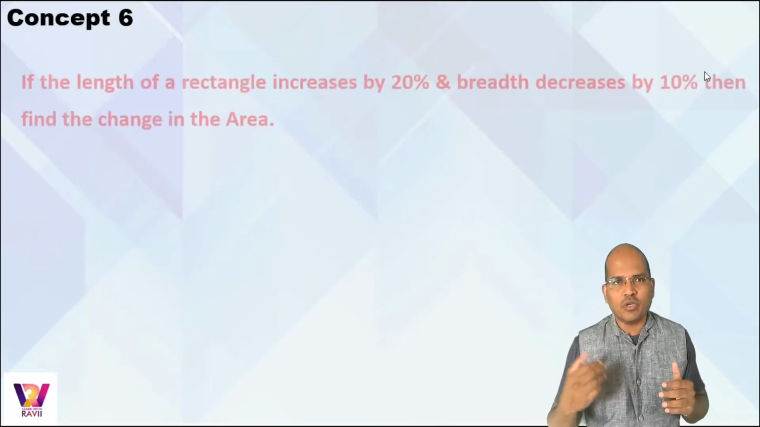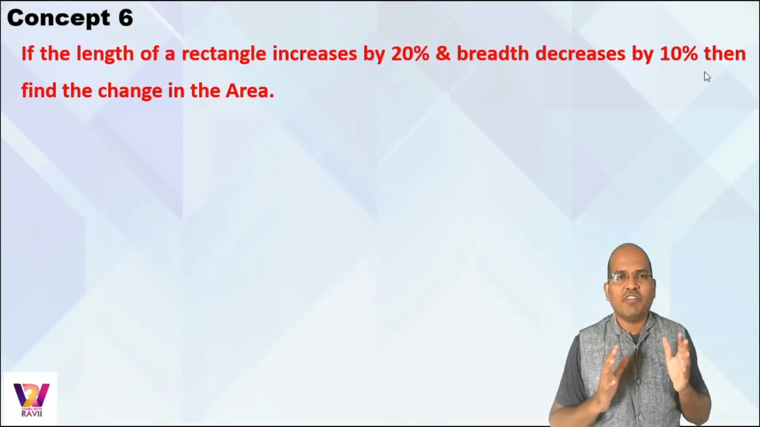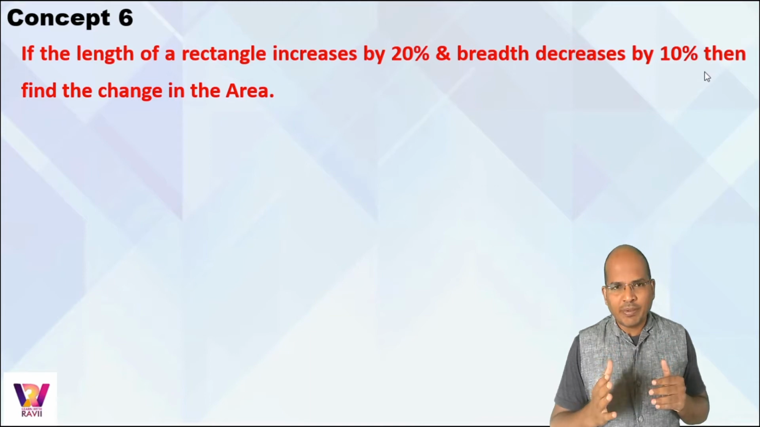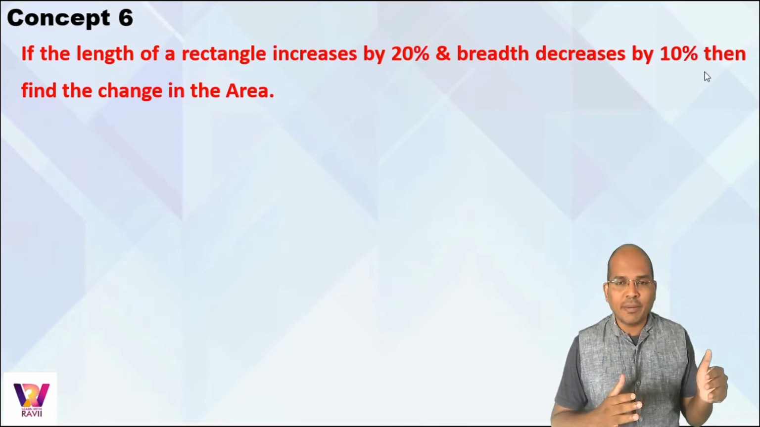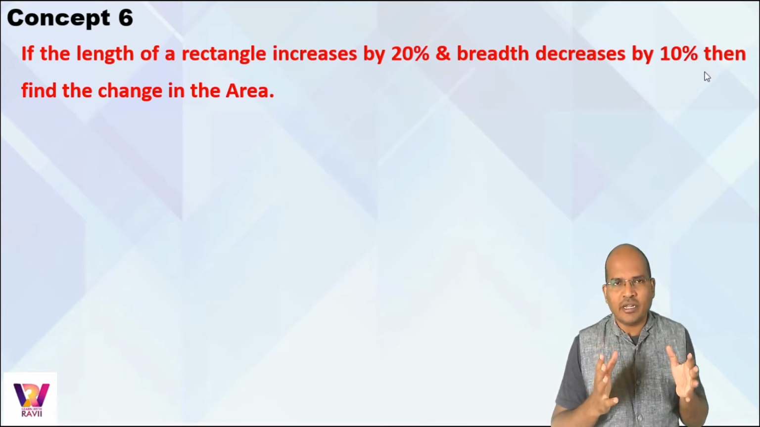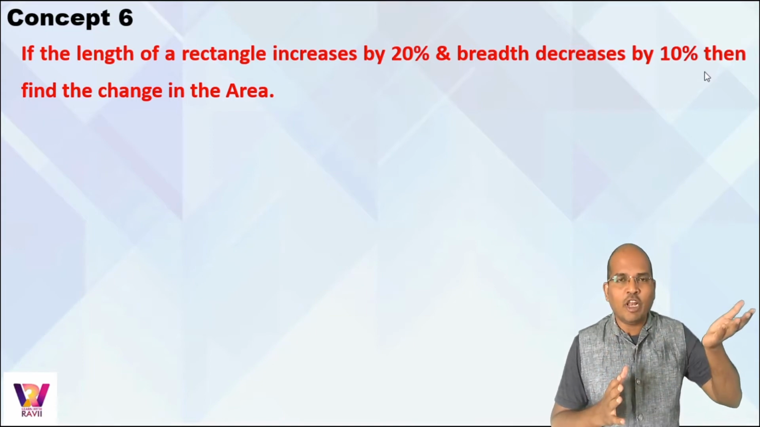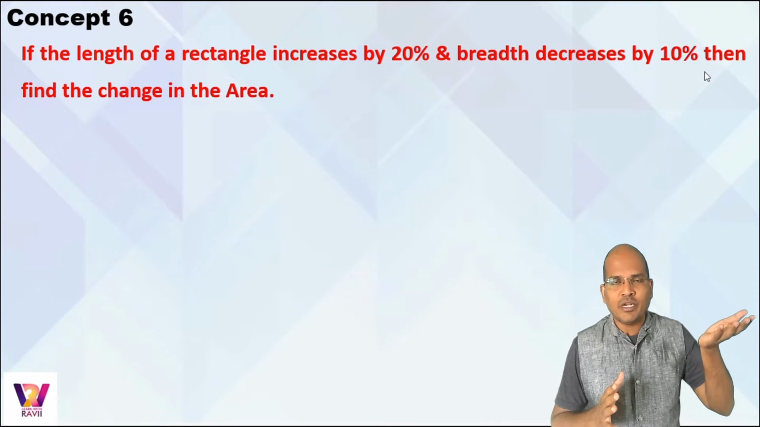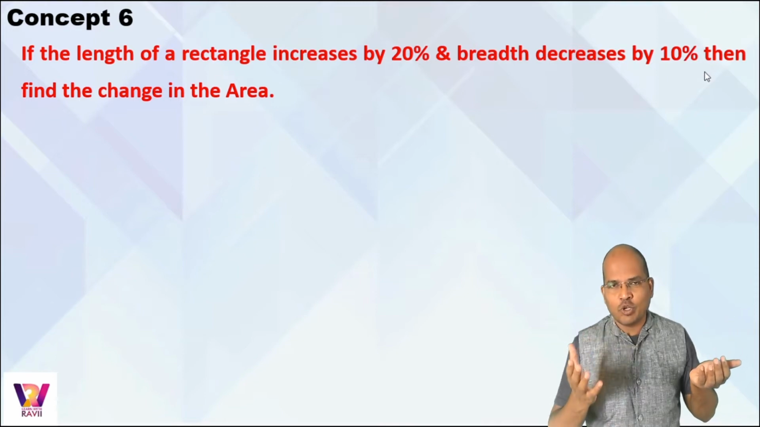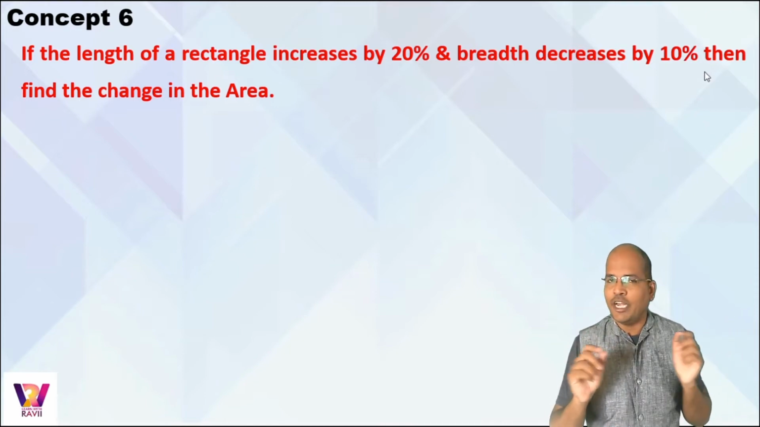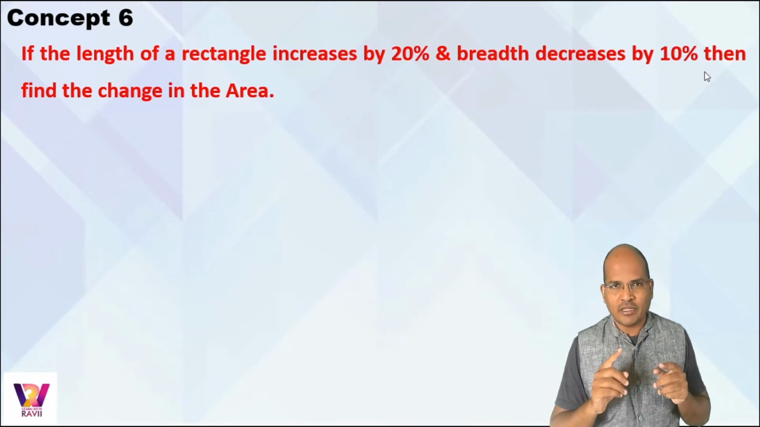The concept goes like this. If the length of a rectangle increases by 20% and the breadth decreases by 10%, then find the overall change in the area. Now in the problem it is clear that the length got increased. So the value of X is plus 20 and the breadth got decreased, so the value of Y is negative 10, and you know that area is length into breadth, isn't it?